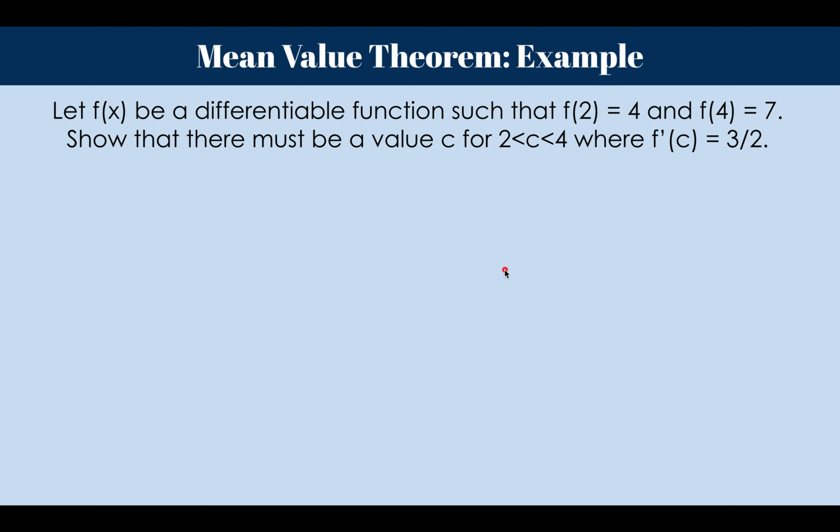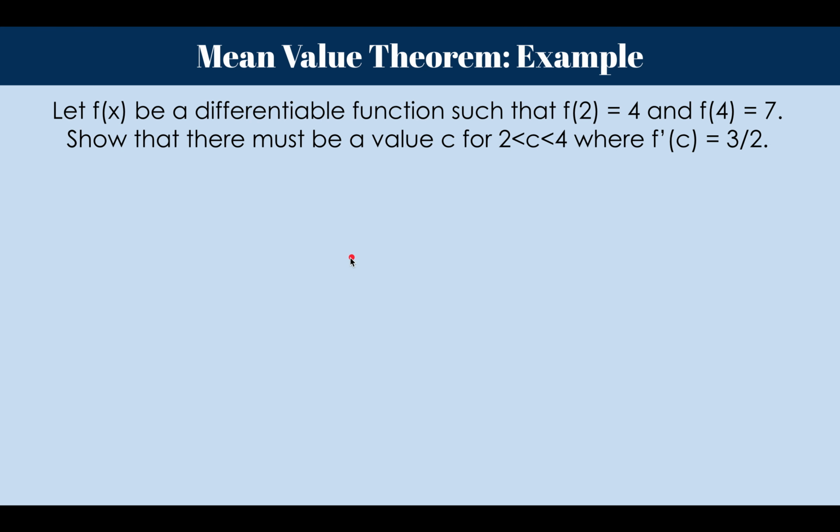Let f of x be a differentiable function such that f of 2 equals 4 and f of 4 equals 7. Show that there must be a value of c between 2 and 4 where the derivative of the function is 3 over 2. So first of all, we should make sure that we can use this theorem. Since this function is differentiable, the mean value theorem does apply because all differentiable functions are continuous.